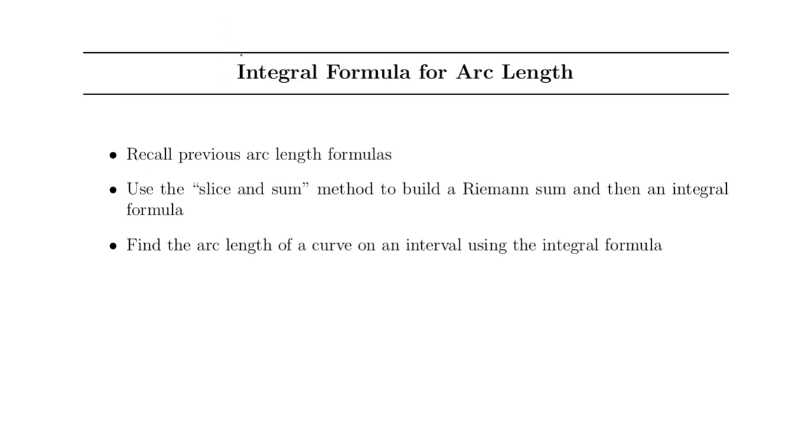First, we're going to remind ourselves about two situations where we are already able to do some arc length calculations. Then, we're going to talk about that slice and sum method that we've been talking about. We're going to hopefully build a Riemann sum and get an integral formula out of it. And then we'll take a look at some examples where we actually do find the length of a curve on some interval using that integral formula that we build. So it seems like kind of a short list of things to do, but it might take a little bit to get through here, so let's get moving.